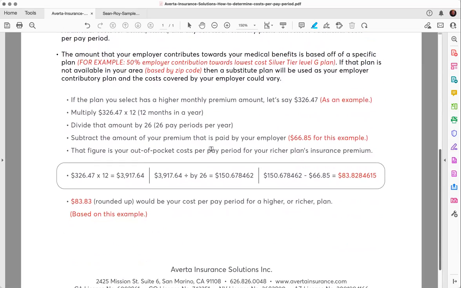So the difference here in the math is you're going to multiply the higher premium per month times 12, so you get the total for the year, right? That is going to be, in this case, $3,917.64. You're still going to divide that by 26 because there are 26 pay periods in a year. That now is going to get you 150.6784 and on and on. So now, instead of dividing it by 2, because normally they pay half, you pay half, so that's where we get the 2, you're going to subtract.